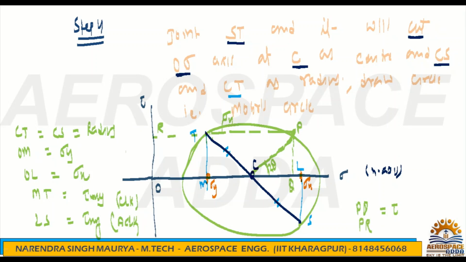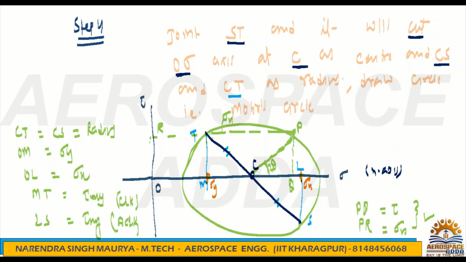Sorry, at this point you can make R here. No issue. So PR is nothing but sigma. What is your ultimate job? To get sigma n and tau. So you have to take angle 2 theta, give the arc, and you cut the circle.